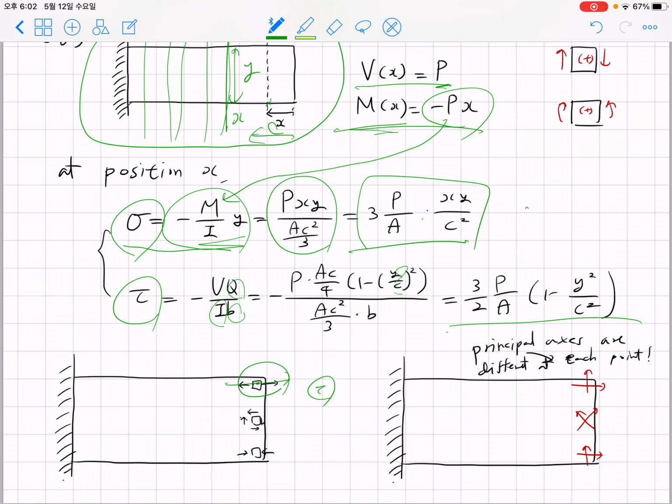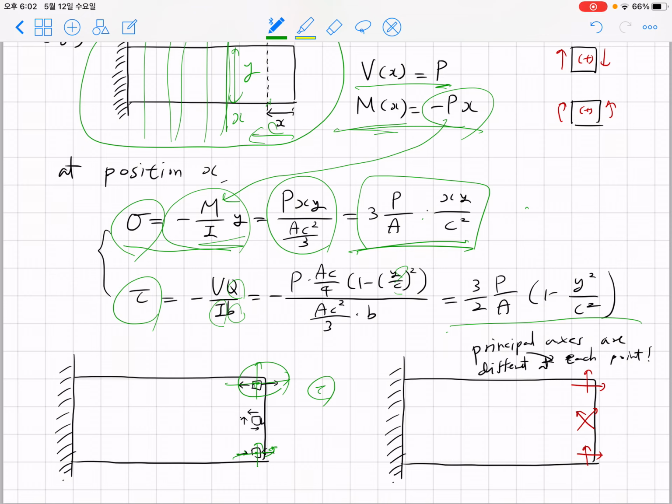Principal axis will be longitudinal axis and vertical axis at the top of this cantilever. And if you consider the bottom region, it will be compressive loading and no normal stress along vertical direction and no shear stress. It will also be principal axis.